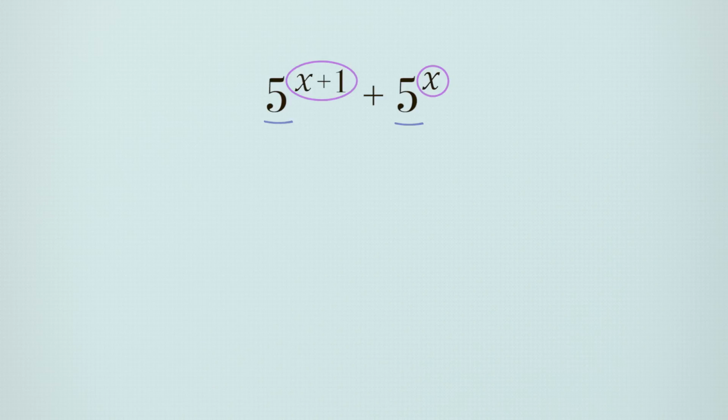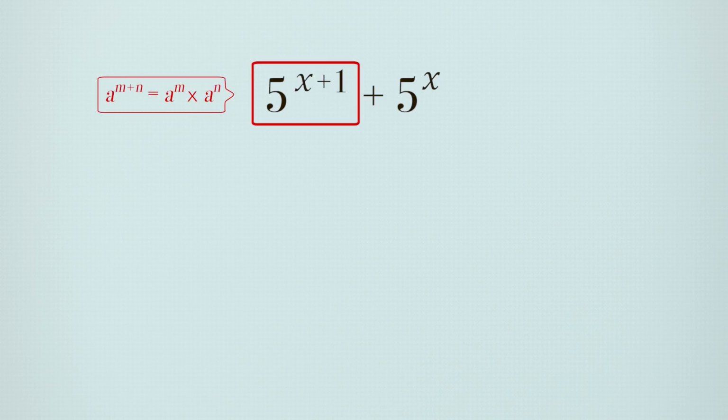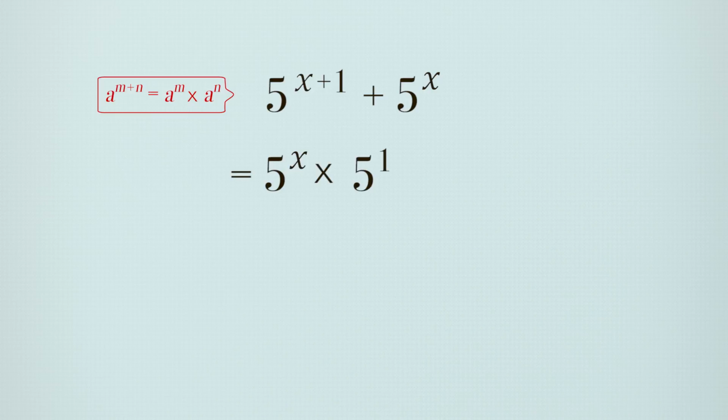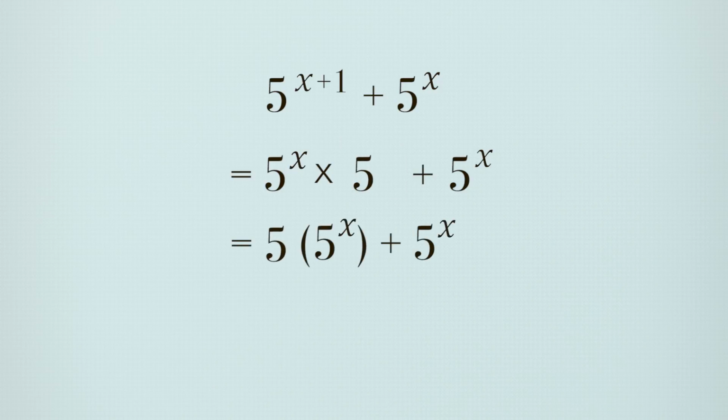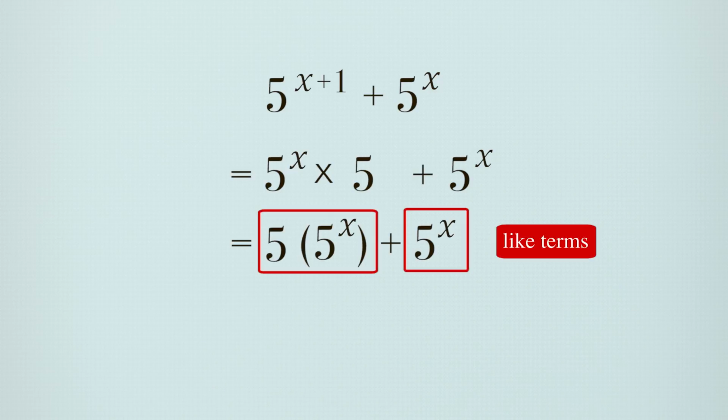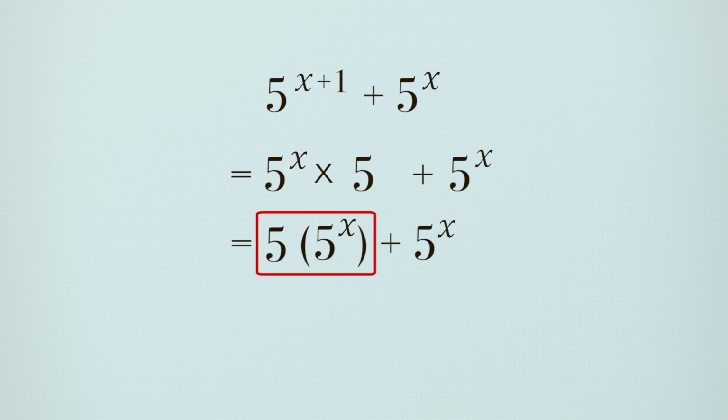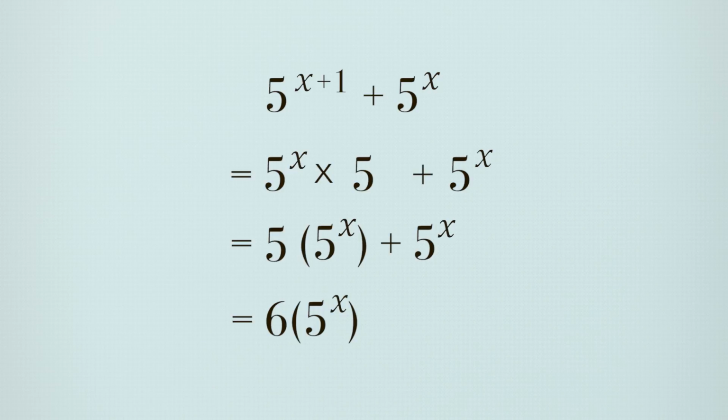What can we do? Well, we can try to express 5 to the power of x plus 1 as a product of index forms. Using this law of indices, we get 5 to the power of x times 5 to the power of 1. And 5 to the power of 1 is 5. By convention, we write constants on the left-hand side. So the expression is just 5 times 5 to the power of x plus 5 to the power of x. Now we can see the like terms. So we can add 5 times 5 to the power of x to 5 to the power of x to get 6 times 5 to the power of x.